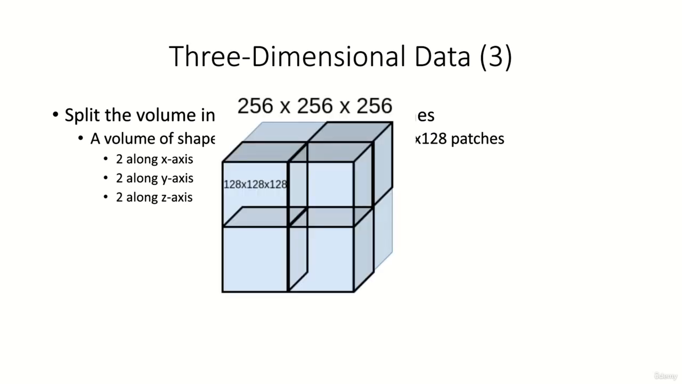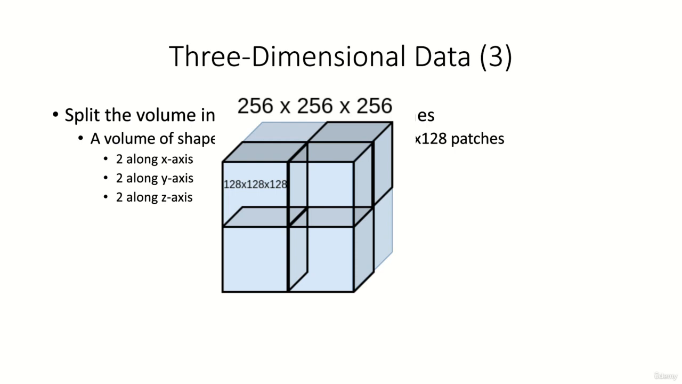The blue box is our original volume of shape 256 to the power of 3. The black boxes within it are the smaller patches, each having a shape of 128 to the power of 3. You can see that we can fit 4 of those patches in the first row and again 4 of them in the second row.